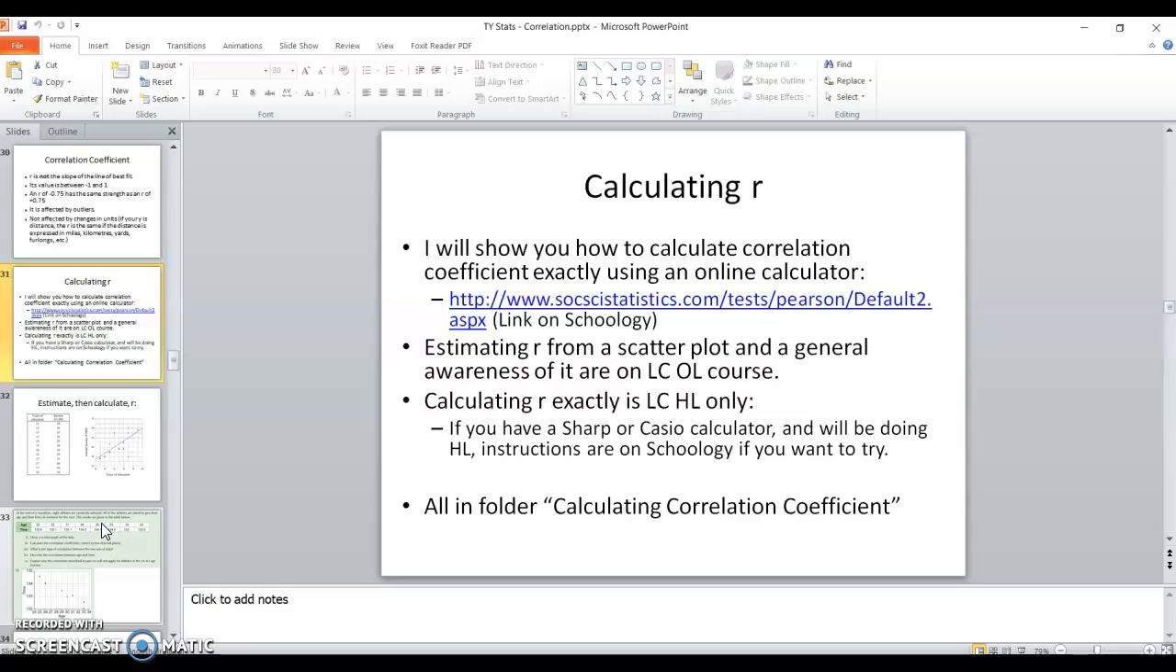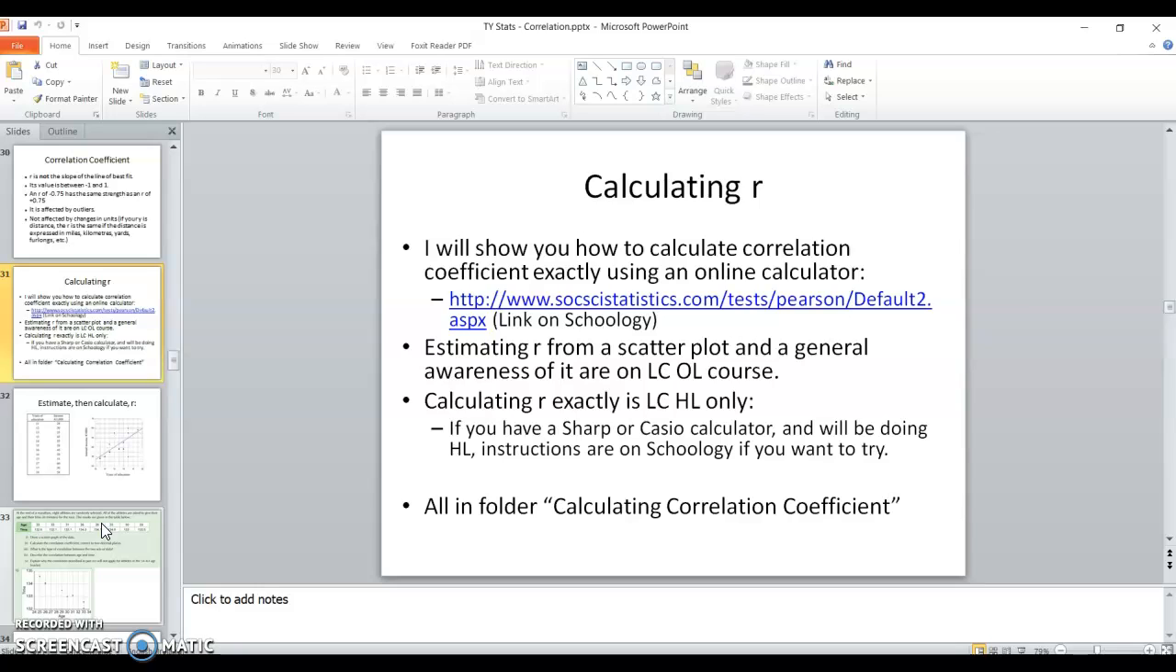On the ordinary level course, you only need to be able to estimate the coefficient from a scatter plot. So what we've done already, what I did very briefly at the start of this video. On the higher level course, you need to be able to calculate it exactly. You need to be able to do that with a Sharp or a Casio calculator. I have instructions up on how to do that. So if you know you're going to be doing higher level and you want to teach yourself how to do that now, there are instructions up there on Schoology as to how to do that.